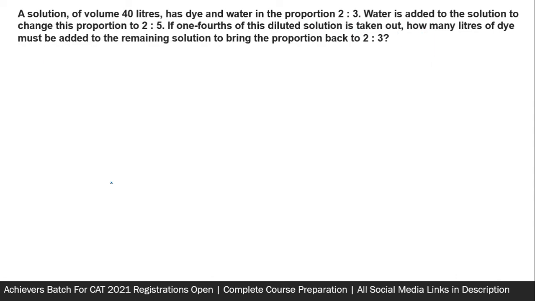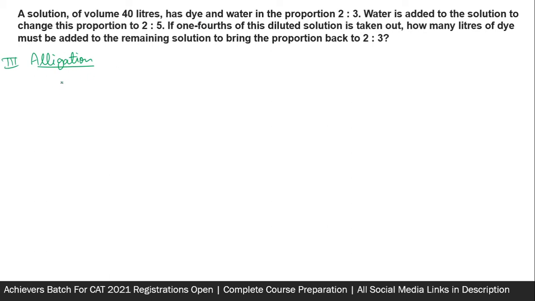Third method is our very own alligation method, since it's a mixture question and all the mixtures which have two ingredients can be done by alligation. So alligation will be done in two parts. Again, we can take the concentration of dye at all the three places or concentration of water at all the three places. Okay, let us take the concentration of dye at all the three places in the first alligation.